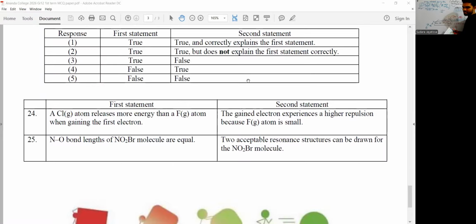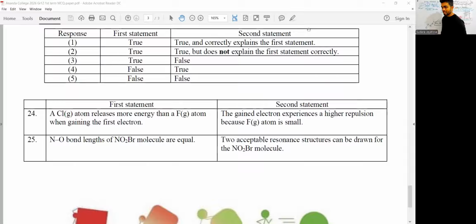The gained electron experiences a higher repulsion because the fluorine atom is small. Yeah, it explains why fluorine is lower and chlorine is higher. It hasn't told anything clearly about chlorine, but still we can take this as an explanation, right? Chlorine atom releases more energy than fluorine atom when gaining the first electron. You must tell about chlorine to get a proper explanation, but still we can put more weight on the explaining side. So let's take the answer as 1.